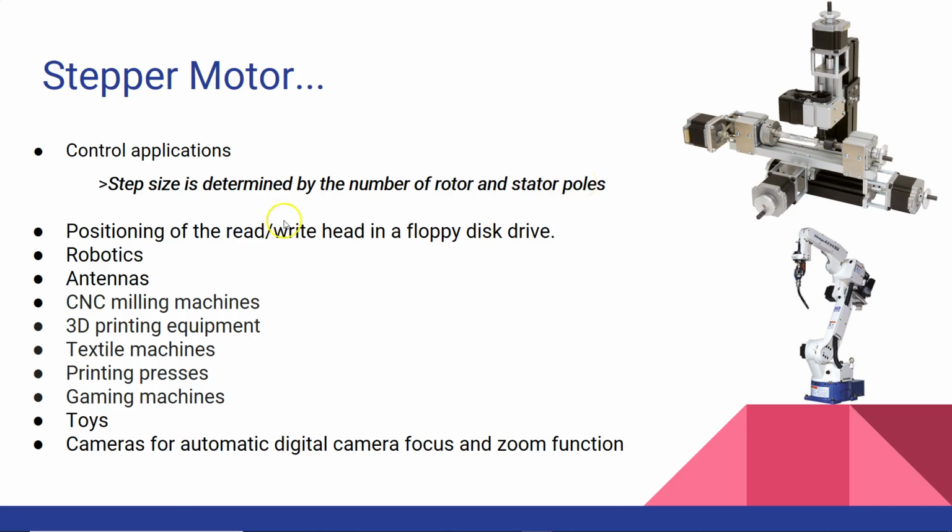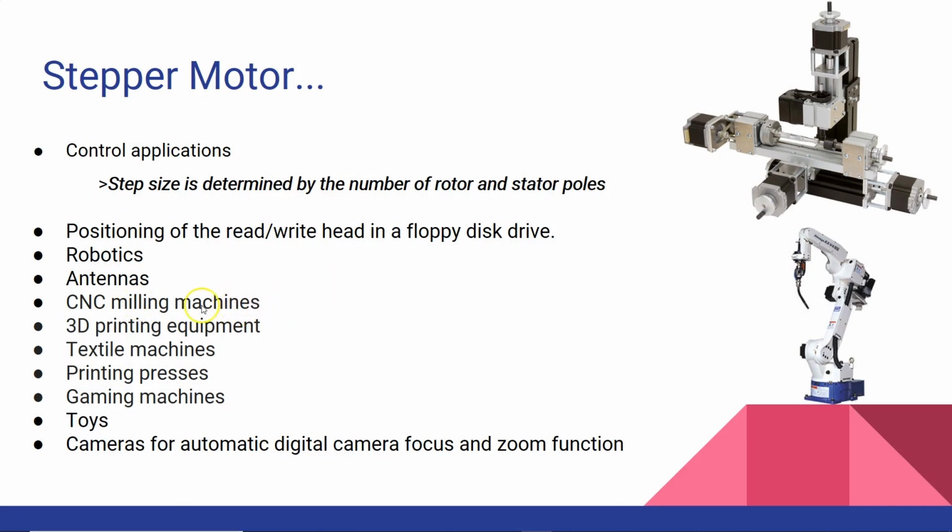Now, if we look at the applications, these types of motors are used for precise positioning with the motor, such as in hard disk drives. They are used in robotics. They are used in antennas. They are used in CNC milling machines.